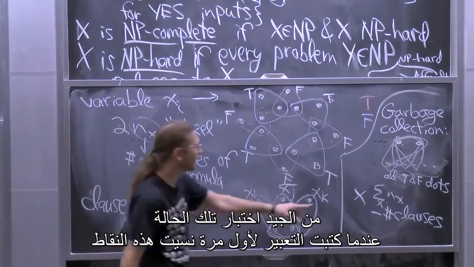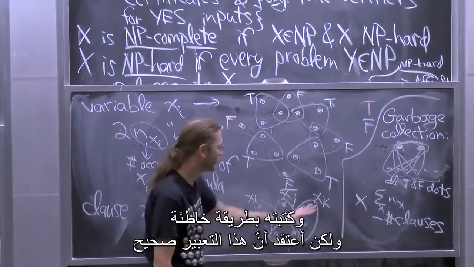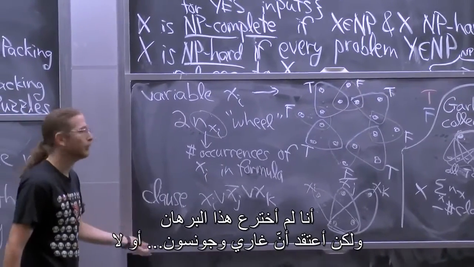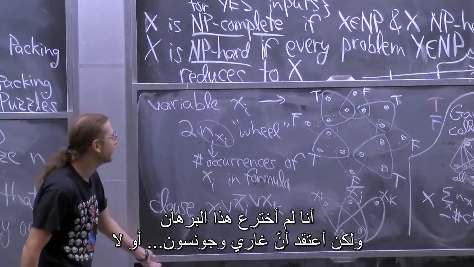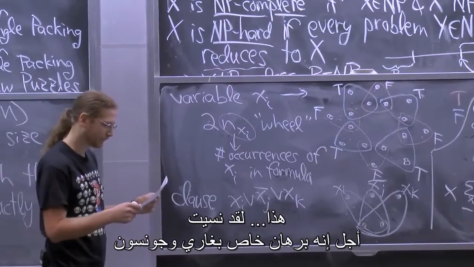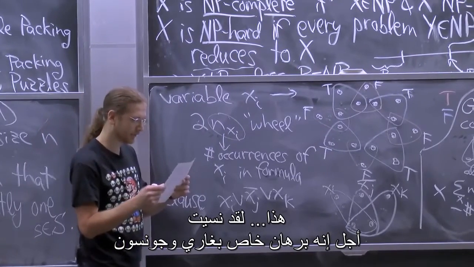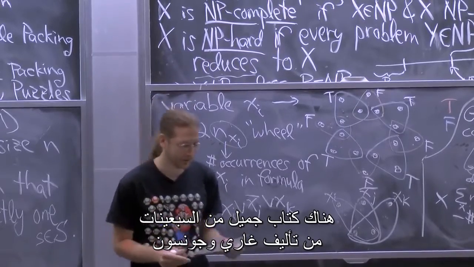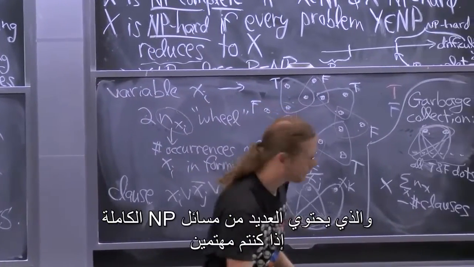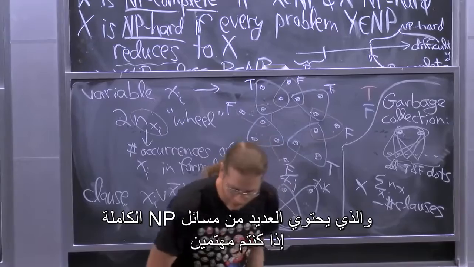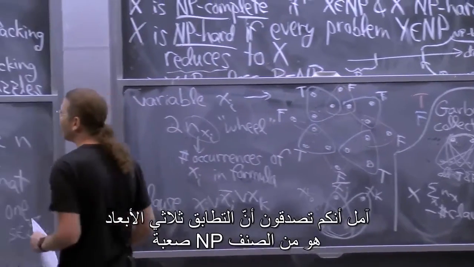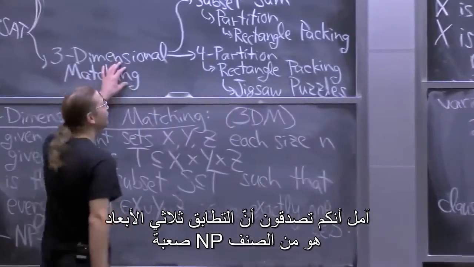The first time I wrote this down, I forgot about those points and got it wrong, but I think this is right, hopefully. I did not come up with this proof. Garey and Johnson, I think. Or no, this is, I forget. This is a Garey and Johnson proof. There's a cool book from the late 70s by Garey and Johnson. It does a lot of NP completeness, if you're curious.